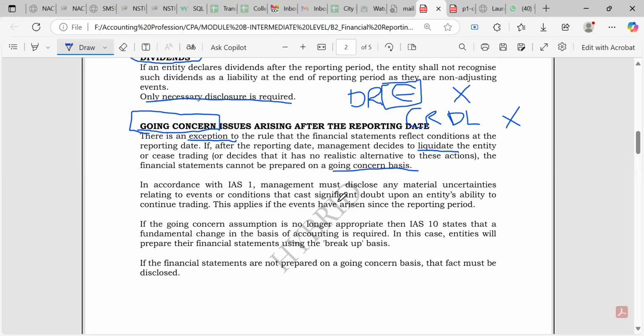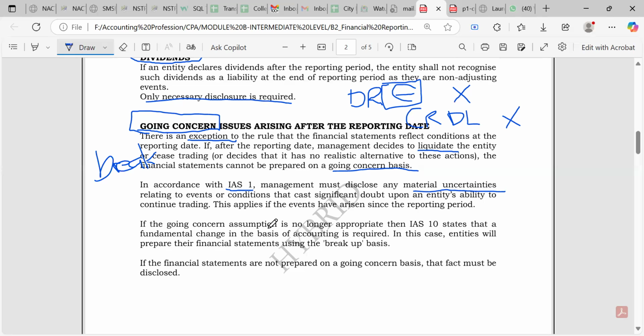At which point you would have to value assets at their piecemeal value, right? That's why you go back and say, in accordance with IAS 1, Presentation of Financial Statements, management must disclose any material uncertainties. Now, presume that it's not that the company is not a going concern; you are just unsure. If there is uncertainty, you are not going to value your assets on the breakup basis. You only value them on a breakup basis when you are 100% sure that the company is no longer a going concern. But if there is material uncertainty, and that uncertainty is great, it can affect the use of the financial statements, right? We say management must disclose any material uncertainties relating to events or conditions that cast significant doubt on the entity's ability to continue trading, right?